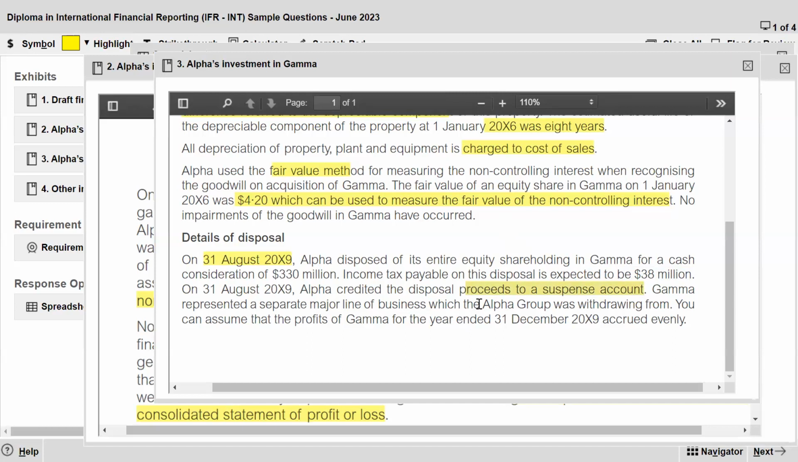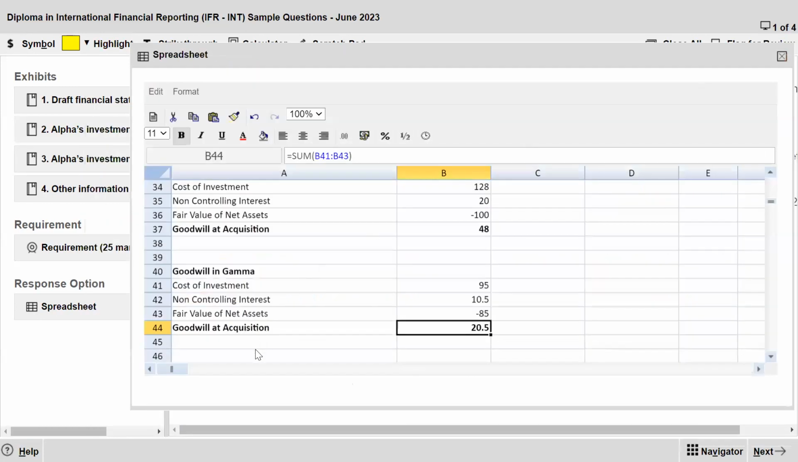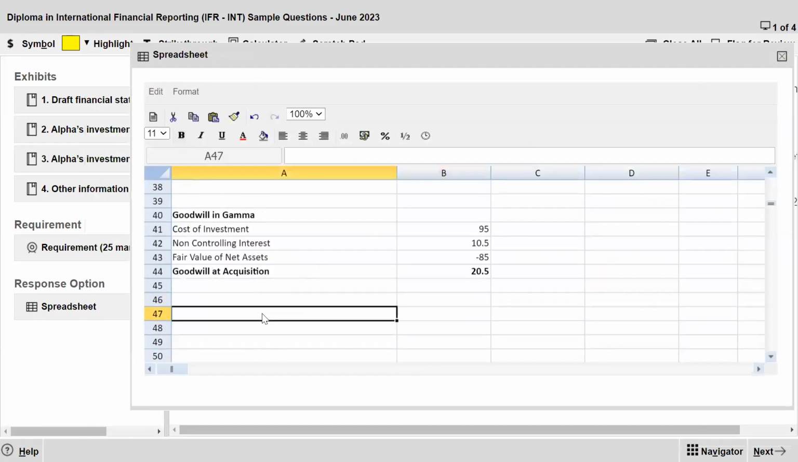Gamma represented a separate major line of business which the Alpha Group was withdrawing from. You can assume that the profits of Gamma for the year ended 31st December 2009 accrued evenly. Now what we need to do is calculate the gain or loss on disposal of Gamma. How would you calculate the gain or loss on disposal on Gamma?